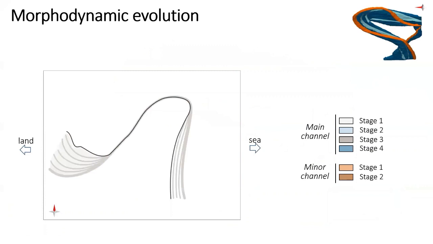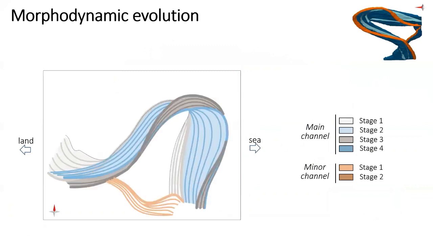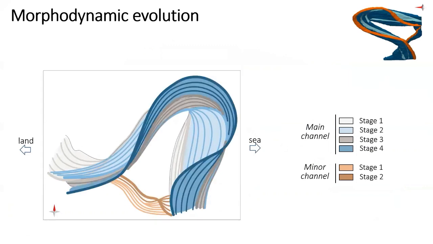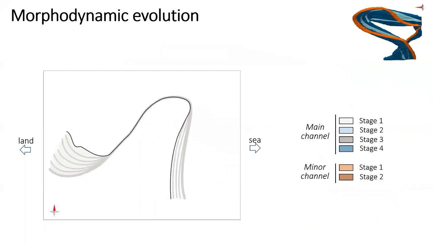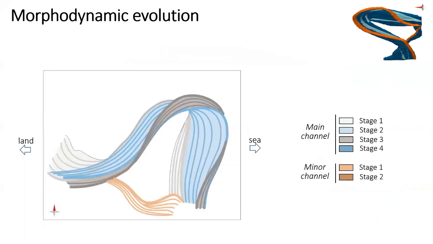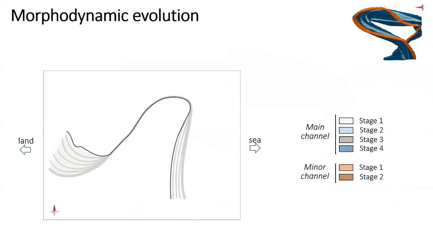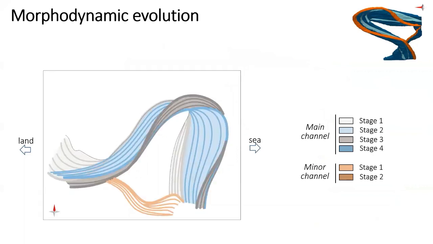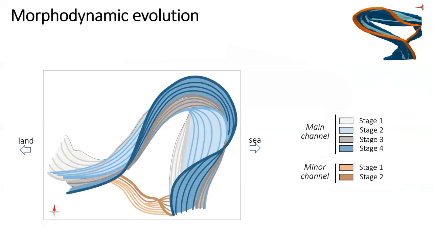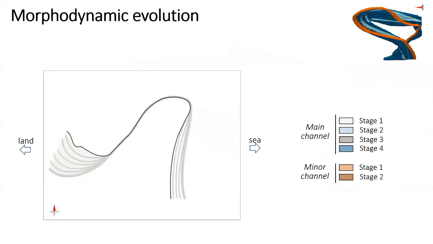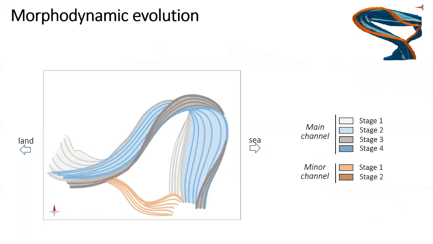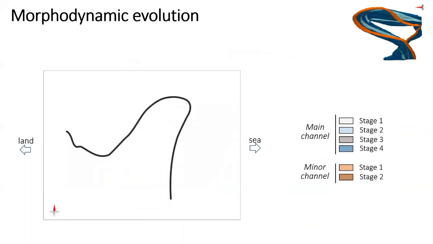So in this way, the three-dimensional morphodynamic evolution of the Bellizia channel has been reconstructed in 4 main stages for the main channel and 2 stages for the minor channel. And you can appreciate that the main channels start to develop and to migrate laterally from an already sinuous morphology.